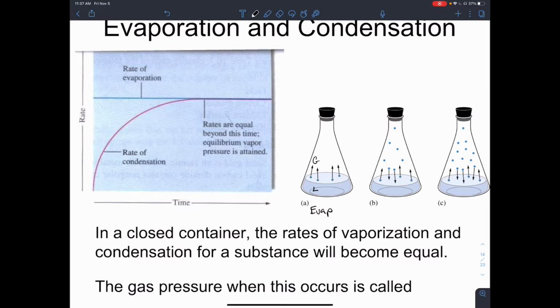And the second flask is sometime later when the liquid is still turning into a gas, evaporation is still taking place, but also some of the gas particles are now turning into a liquid. So condensation is taking place. And then finally, at the latest time, the rate of evaporation is equal to the rate of condensation. This point is referred to as the vapor pressure.